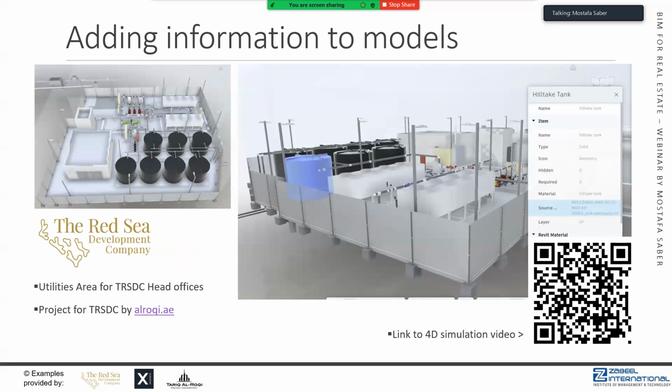Now, the information that we can go with goes as deep as you want. It depends on your standards. This is an example that Al Ruqay company did for the Red Sea development. I was involved in the project a couple of years ago, and we included all the information that the Red Sea company requested. You can imagine how many parameters they were asking for. It was more than 75 parameters for each specific construction element that we had to fill.